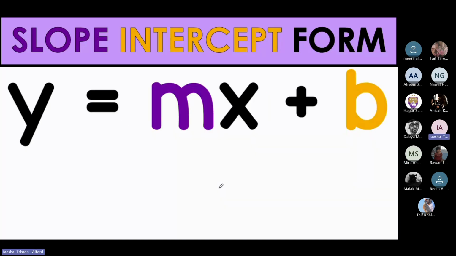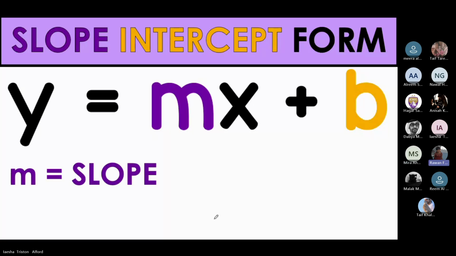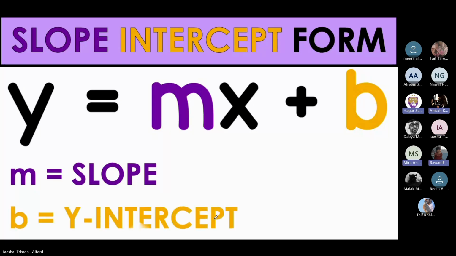So again, what's slope-intercept form? y equal mx plus b. Okay, m is for what? Slope. And b is for what? Y intercept. Slope, you have another name. What do we call it?